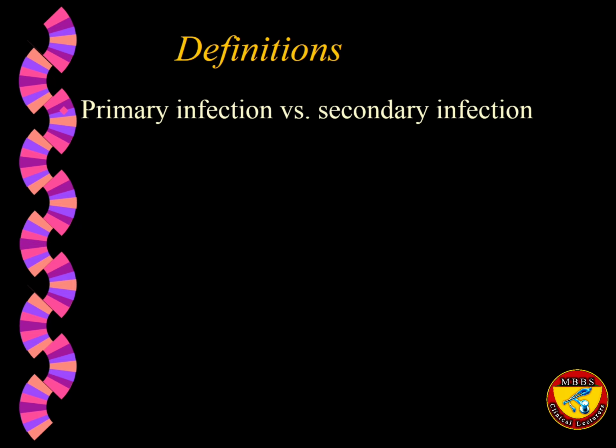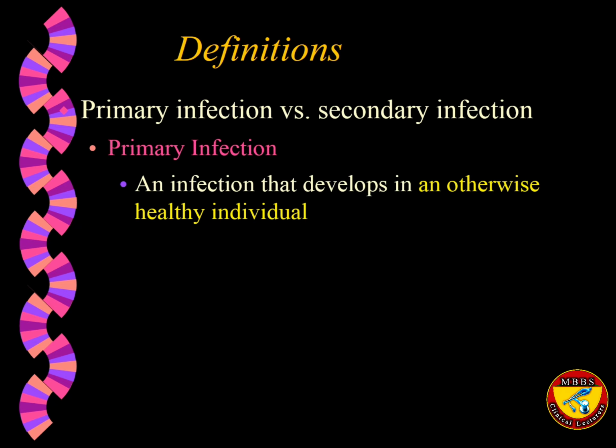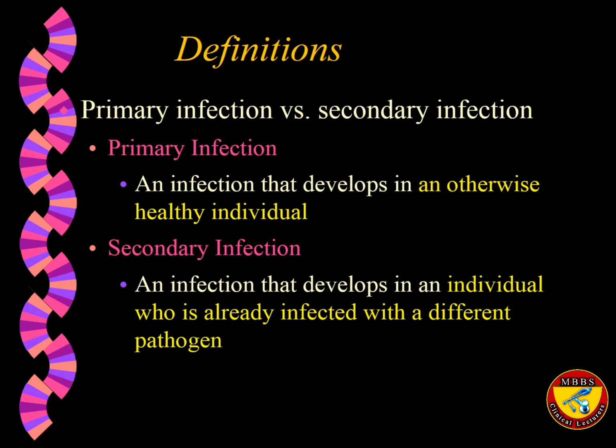Then we have also encountered certain terms like primary infection and secondary infection. What is the difference between these? Primary infection is an infection that develops in an otherwise healthy individual the first time you are getting that infection. While secondary infection is the infection that develops in an individual who is already infected with a different pathogen. So that is a secondary infection.